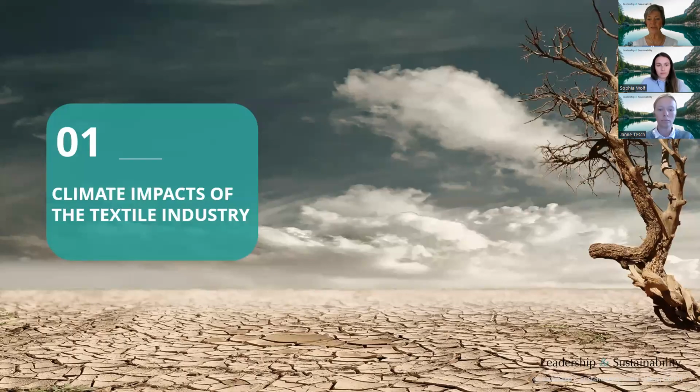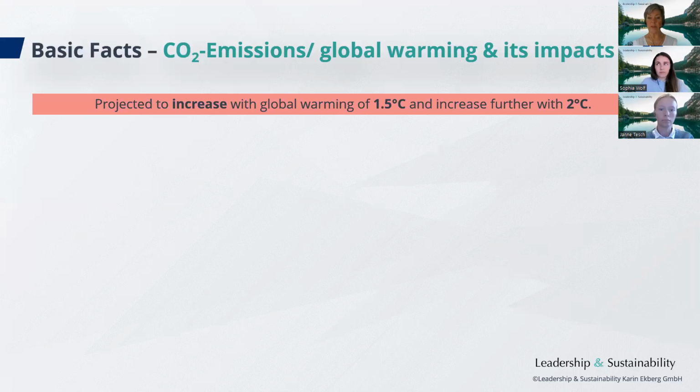So let me now briefly talk about climate impacts of the textile industry. Climate-related risks to health, livelihoods, food security, water supply, human security, and economic growth are projected to increase with global warming of 1.5 degrees and increase even further with the global warming towards 2 degrees.